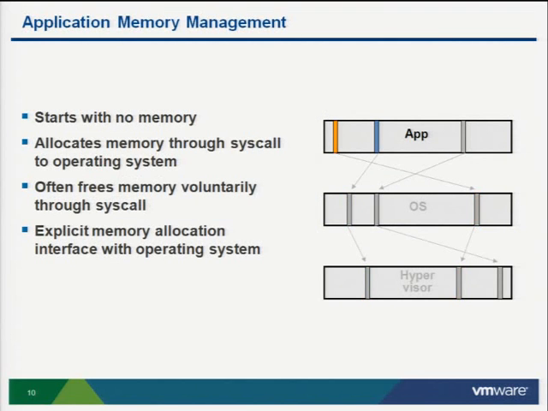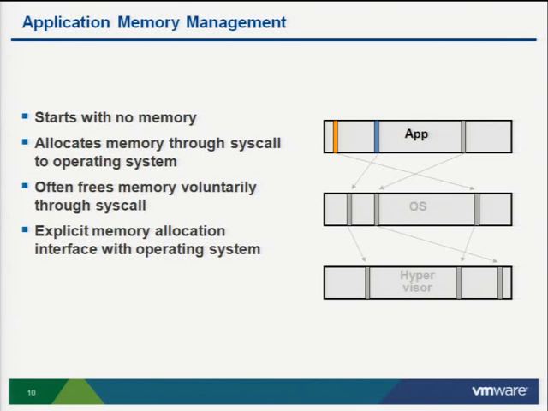So let's delve into exactly how each layer manages its memory. Now, for an application, it manages memory actually pretty straightforwardly. It manages it how you would naively think it should, in that the application, when it first starts up, has no memory, and it explicitly allocates that memory from the operating system through a syscall interface. Similarly, when it's done with that memory, it will then go and free it by making a similar syscall.